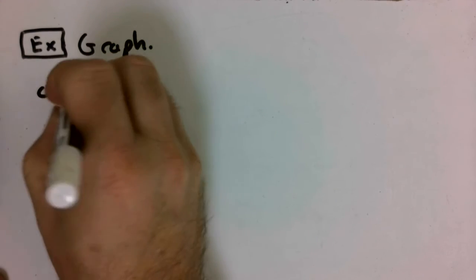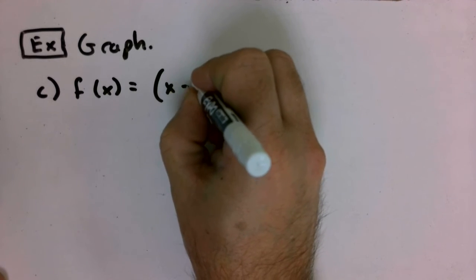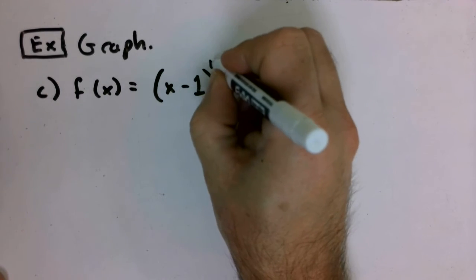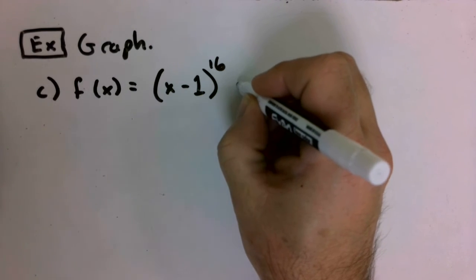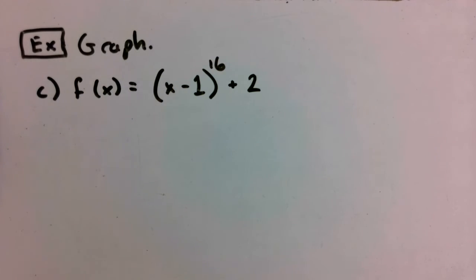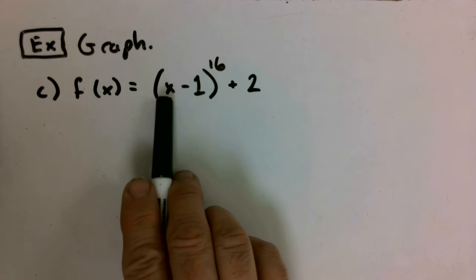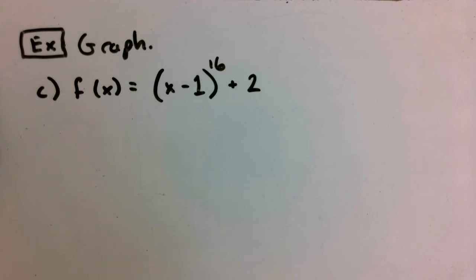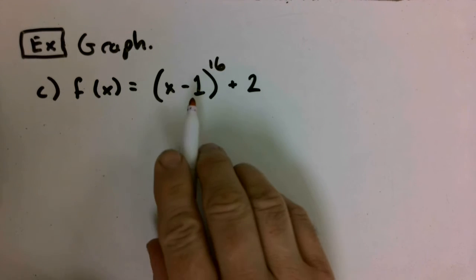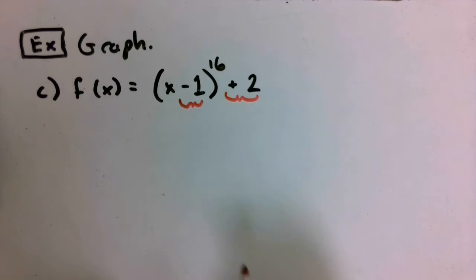Letter C, I'm going to do f of x is equal to (x minus 1) raised to the 16th power plus 2. So again, as you take a look, I see that I have x being raised to an even power, so this will look like the family of graphs where you have x raised to an even power. I know what that graph looks like, and we do have some addition and subtraction here, some in parentheses and some outside of parentheses.